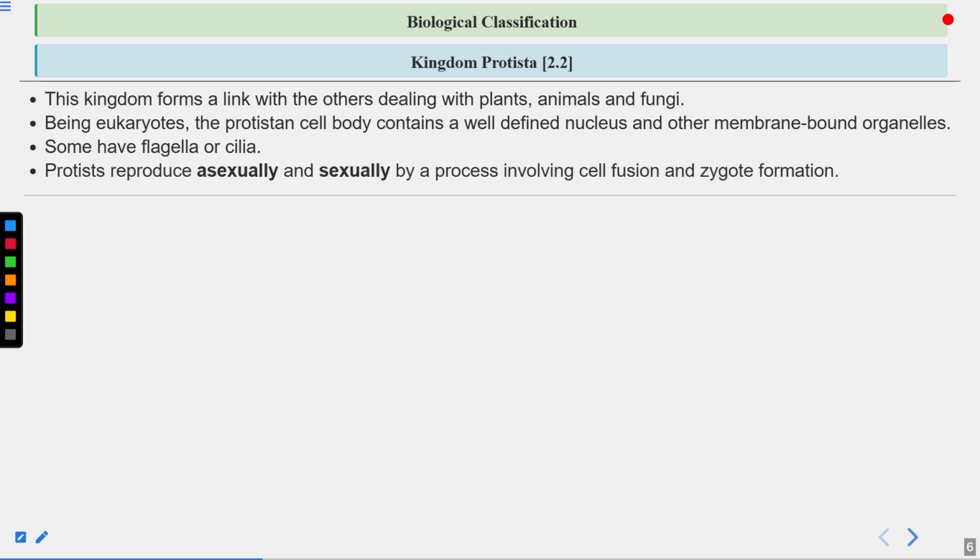Protists reproduce asexually and sexually by processes involving cell fusion and zygote formation. So if we talk about the mode of reproduction in Protista, they can reproduce both by asexual methods and by sexual methods. These methods involve cell fusion and zygote formation. Zygote formation is seen in sexual reproduction. Zygotes are unicellular diploid structures formed during sexual reproduction.